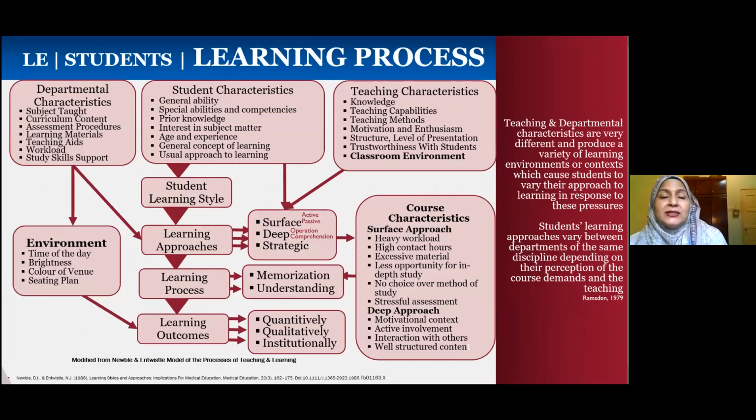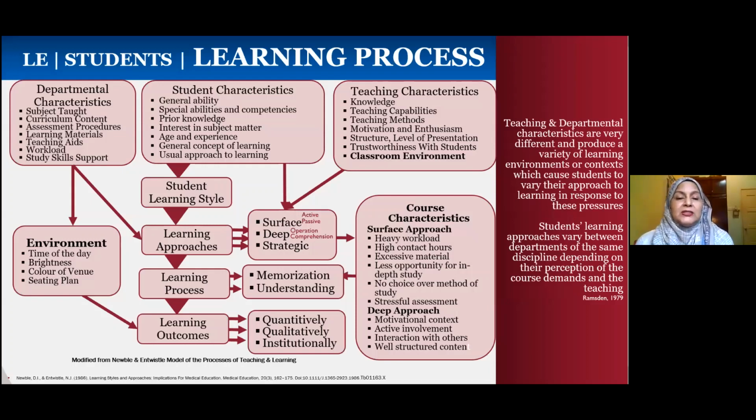The learning process, again, is a very complex thing, which is influenced by the departmental characteristics, the student characteristics, and the teacher's characteristics. This is modified from the Newble and Entwistle model of teaching and learning. The student characteristics are going to affect the learning styles, and the learning styles are going to affect the learning approaches, and learning approaches can be surface, deep, or strategic. Surface approach is when they just memorize things. The deep is when they try to understand it, and strategic is when they float between the surface and the deep according to the requirement of the time or the subject. These are the smarter students.